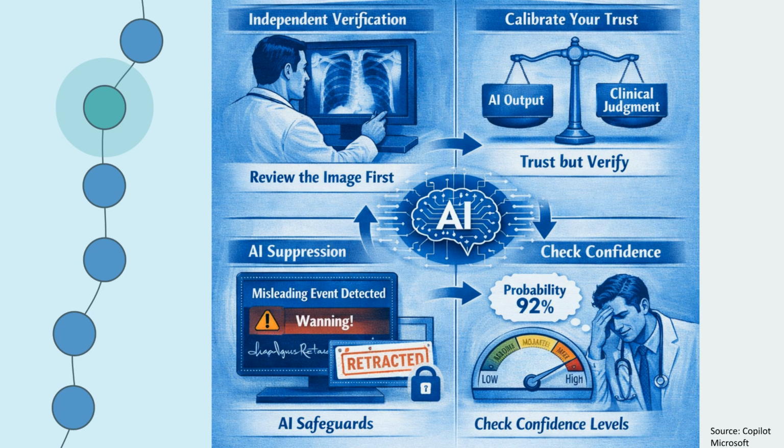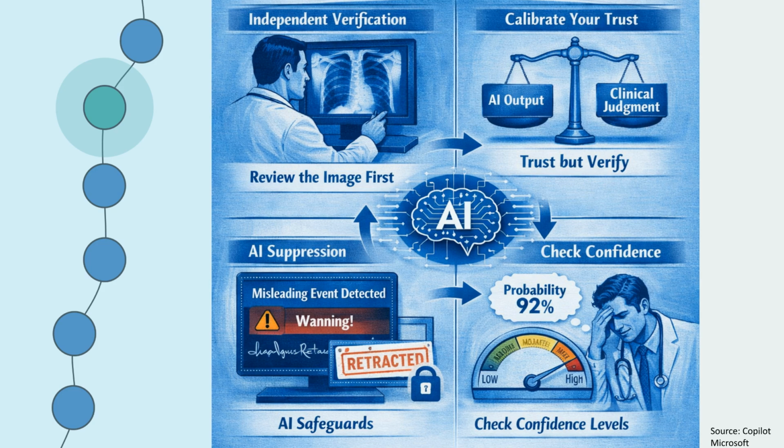After knowing all of these hidden pitfalls and biases, you may come to a question: how do we as clinicians mitigate these risks? There are a few steps that you might consider. First is independent verification, which means always review the image before looking at the AI output. Secondly, calibrate your trust. Recognize that AI in image analysis is a tool, not an oracle. If the AI output contradicts the clinical history, prioritize your clinical judgment.